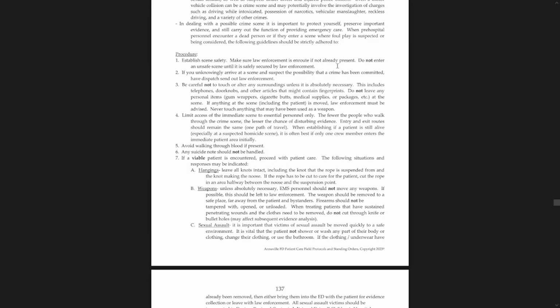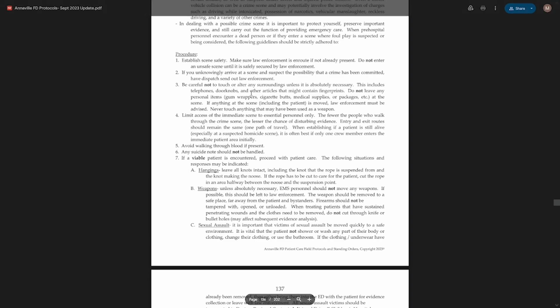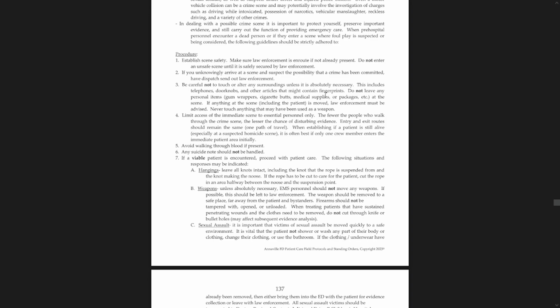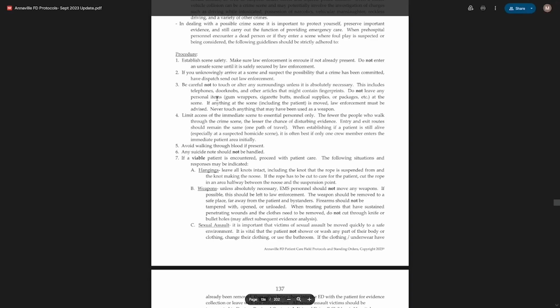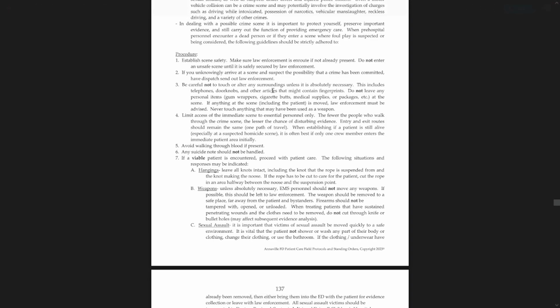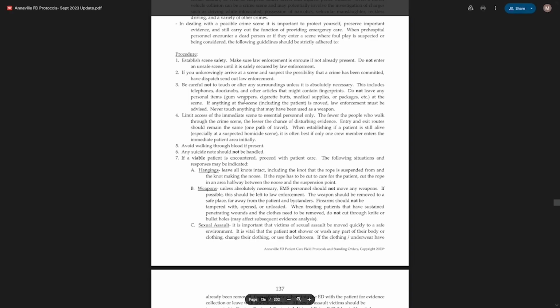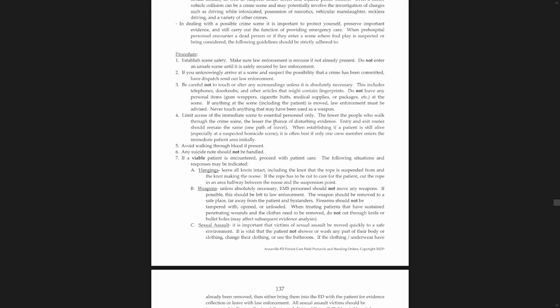This includes telephones, doorknobs, and other articles that may contain fingerprints. Do not leave any personal items such as gum, wrappers, cigarette butts, medical supplies, or packages, etc. at the scene. If anything at the scene, including the patient, is moved, law enforcement must be advised. Never touch anything that has been used as a weapon.